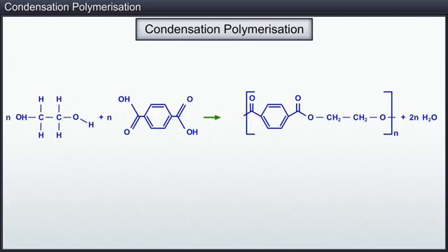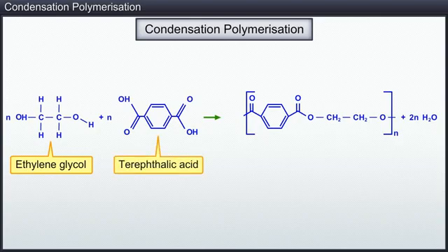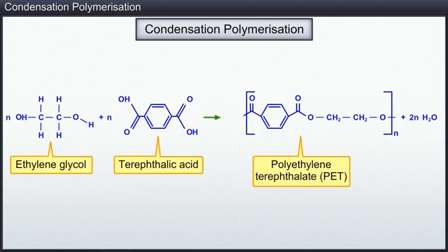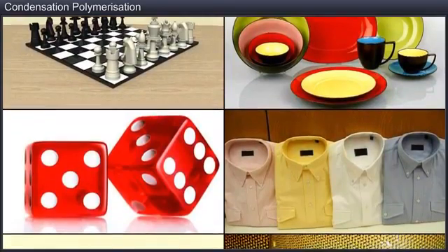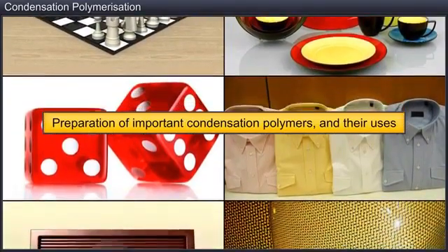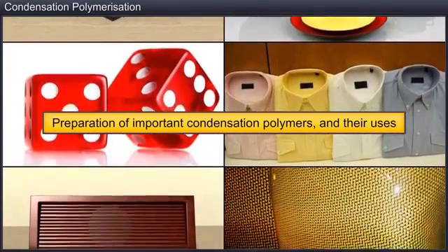Illustrated here is the condensation reaction between ethylene glycol and terephthalic acid to form polyethylene terephthalate, PET, also known as Dacron. Note that in each step, when two different monomers combine, a water molecule is eliminated. Let us now see how some important condensation polymers are prepared and their uses.